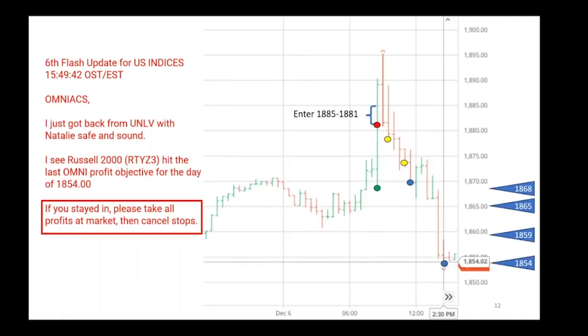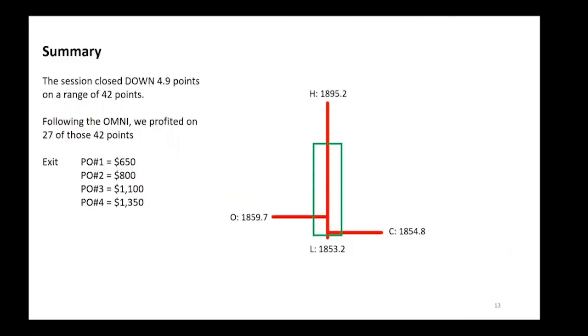This final flash update, Oscar had to take off to UNLV. I don't know if everybody followed what happened at UNLV last week, but Oscar was a little busy last Wednesday. But as he was gone, we already had our profit objectives, and it turned out that through the rest of the session, the Russell dropped through all of those profit objectives, and as long as we had our buy orders in place, we cleared out at the total down at 1854.